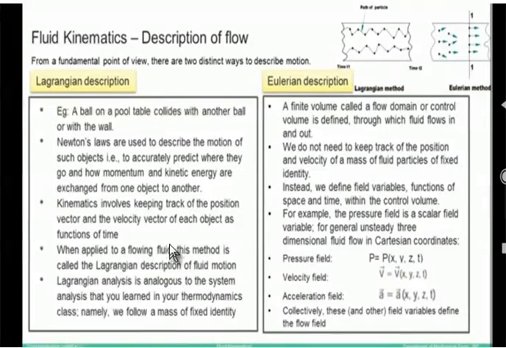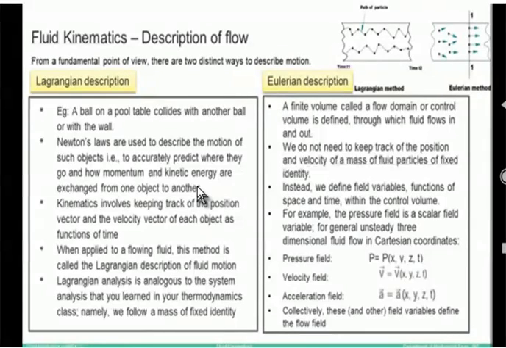If the fluid is in motion, by applying this method, that is the Lagrangian method, it is called the Lagrangian description of the fluid motion. Now, Lagrangian analysis is analogous to the system analysis that you learned in your thermodynamics class. Namely, we follow the mass of a fixed identity. So we can already analyze this in thermodynamics classes. Now this is about the Lagrangian.